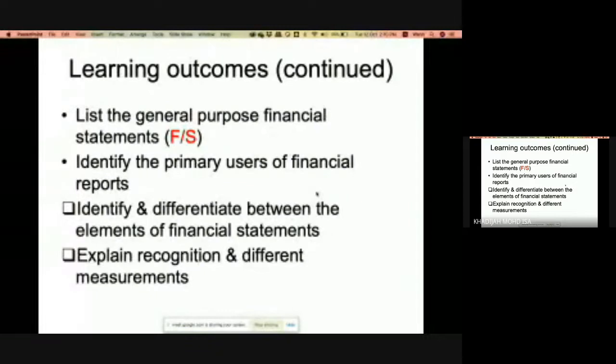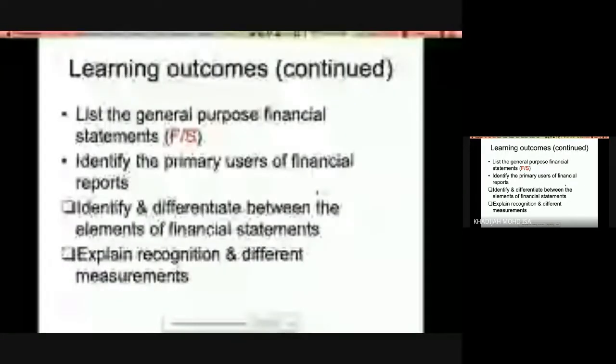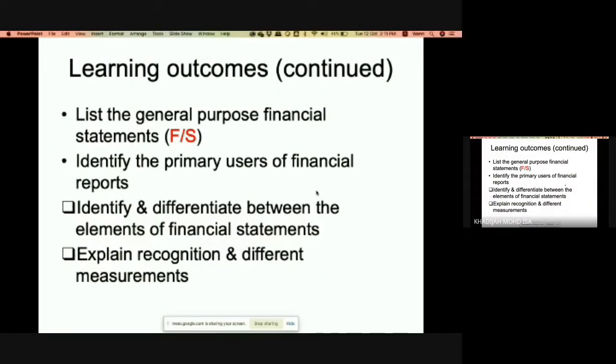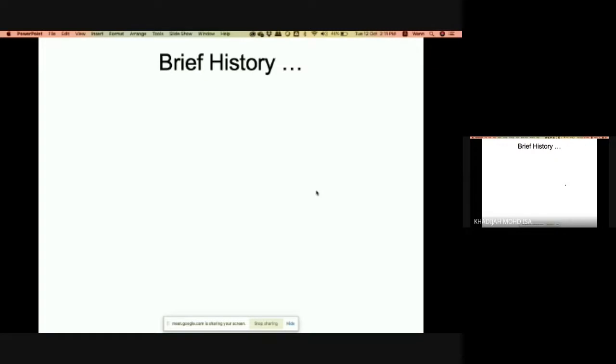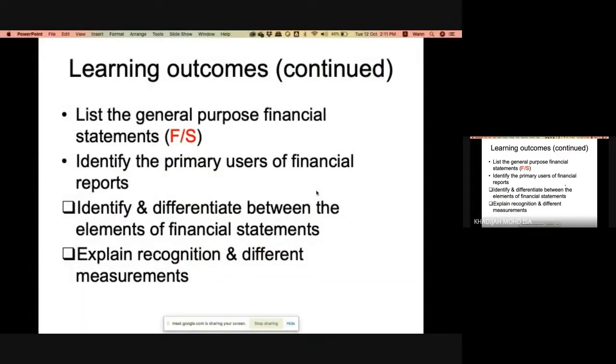So in the conceptual framework, we are looking at the general purpose of the financial statements. All right, and then you identify who the primary users of the financial report are. And then we identify and differentiate between the elements of financial statements and explain recognition and the different measurements used in the financial statements.